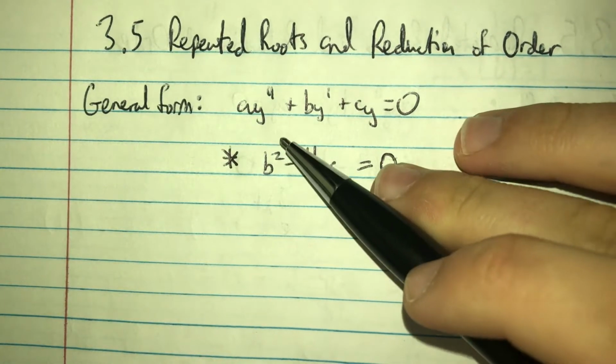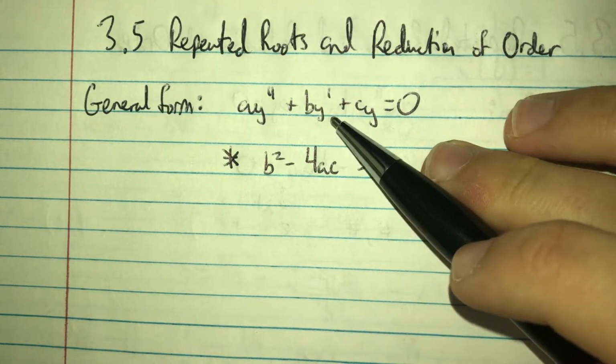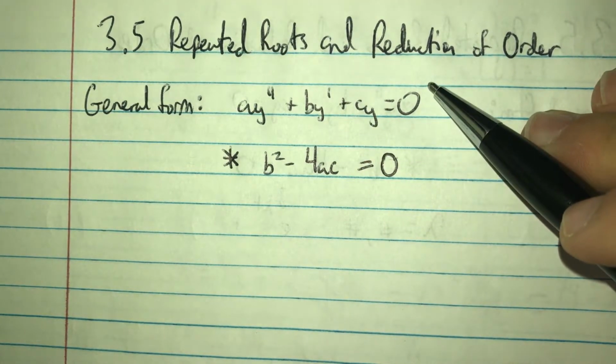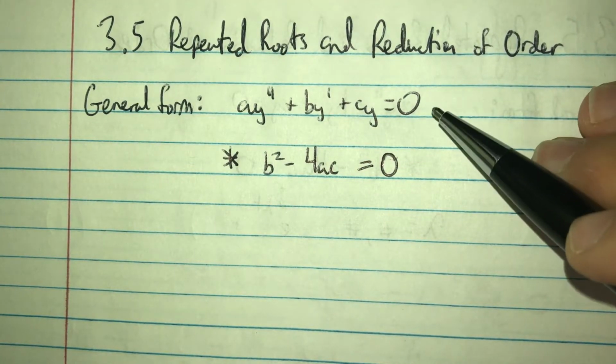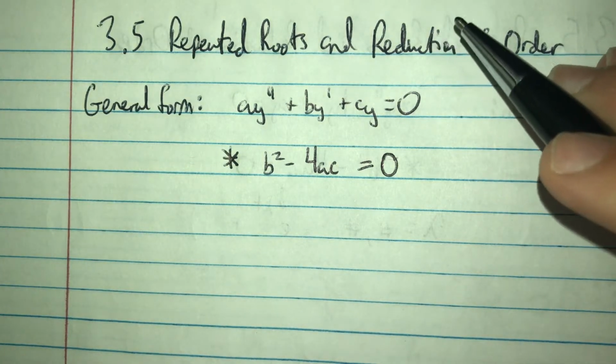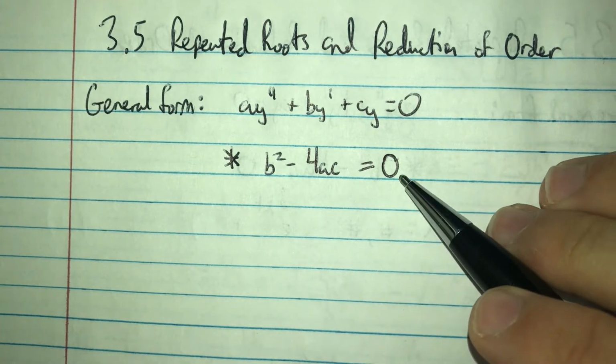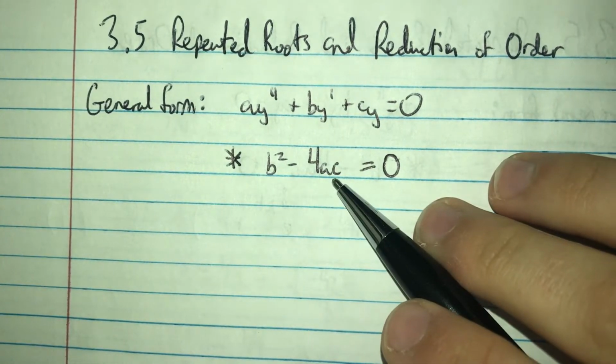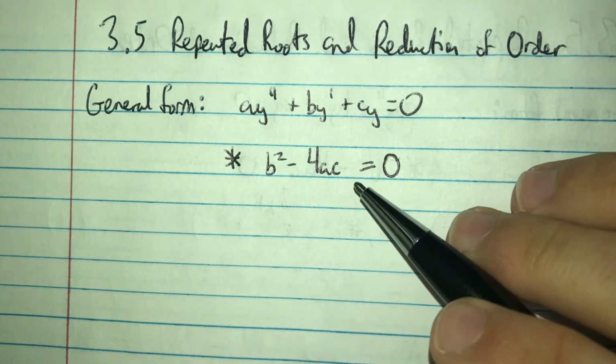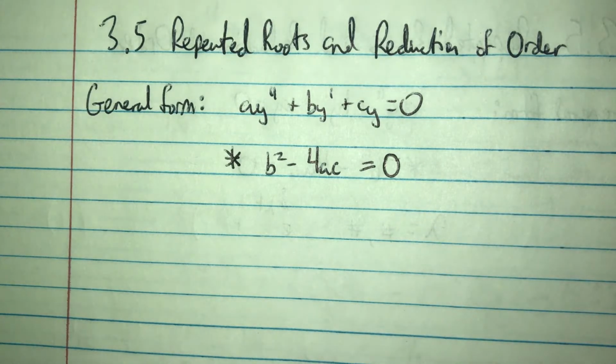So we have ay double prime plus by prime plus cy is equal to 0. So we're dealing with homogeneous functions once again. In this case, we're actually going to have b squared minus 4ac is equal to 0. This is actually the part that's underneath the radical in the quadratic formula.